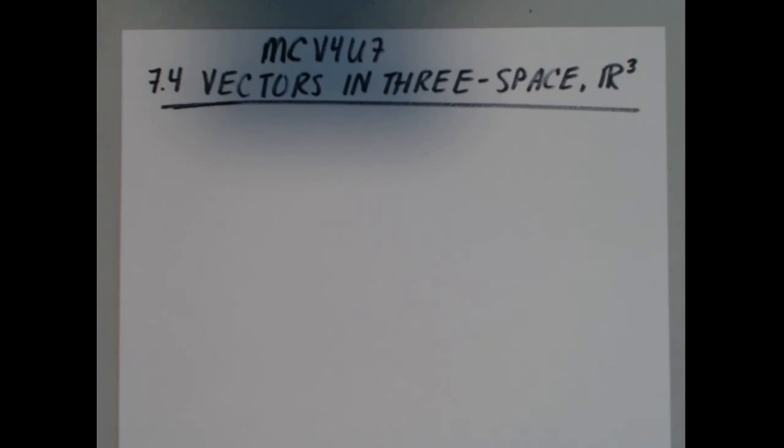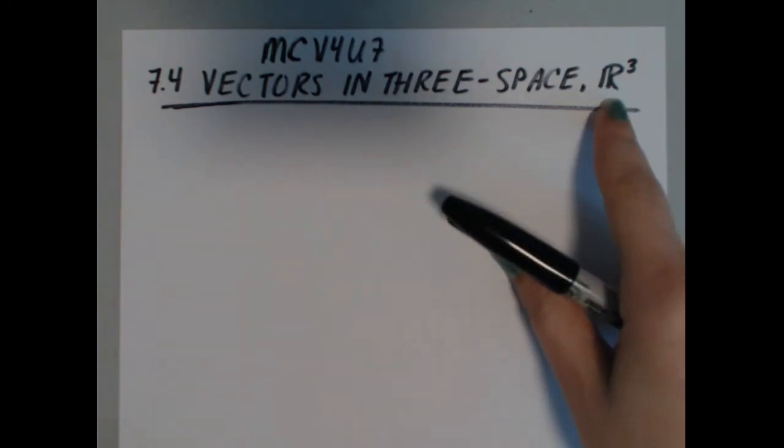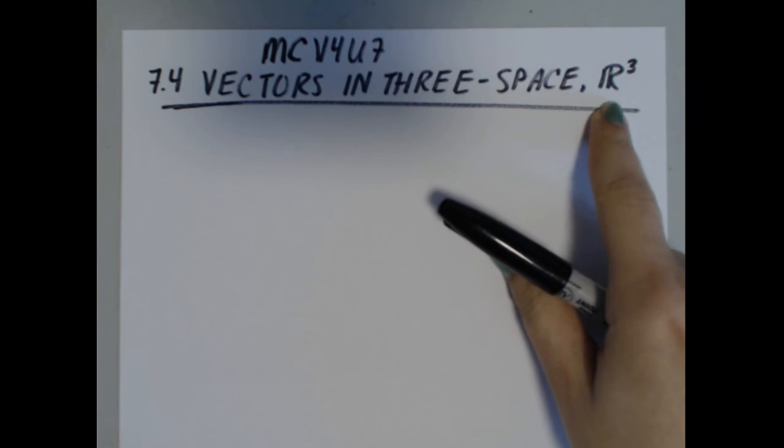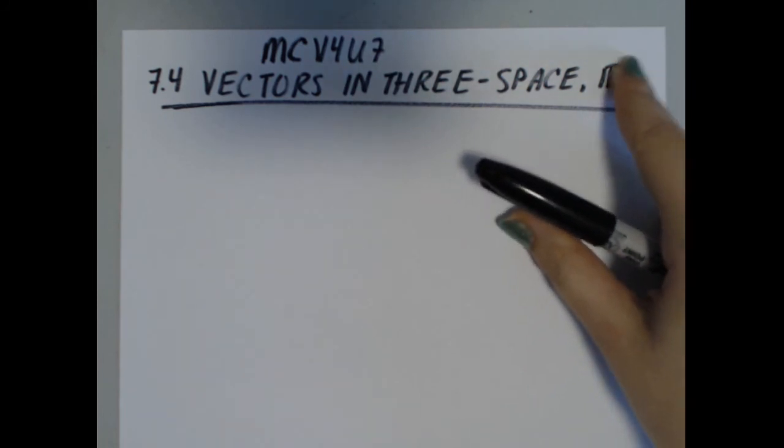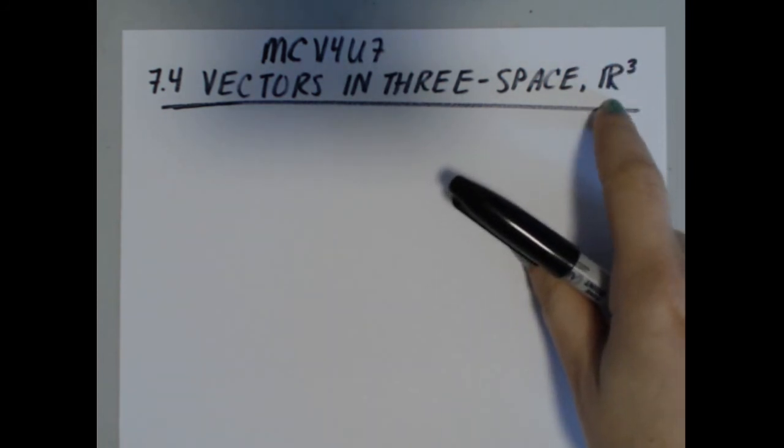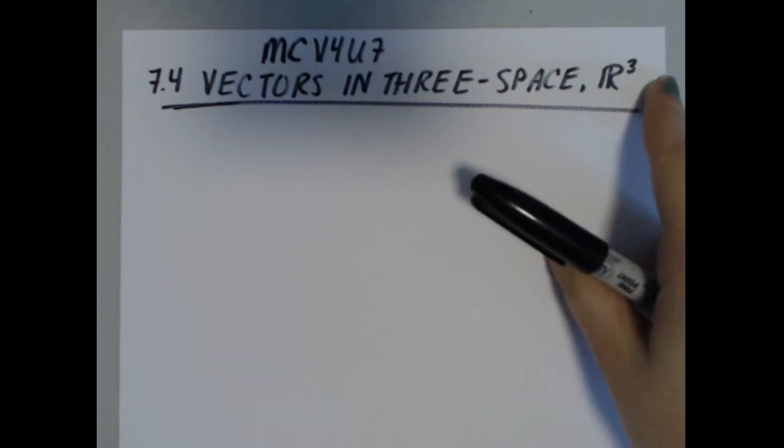Hello and welcome to Calculus Lesson 7.4, Vectors in 3-Space. You'll notice that in the top right here, I've got the symbol R to the power 3. I read this as R3. R3 means three-dimensional space. If I had two-dimensional space, I would say R2.